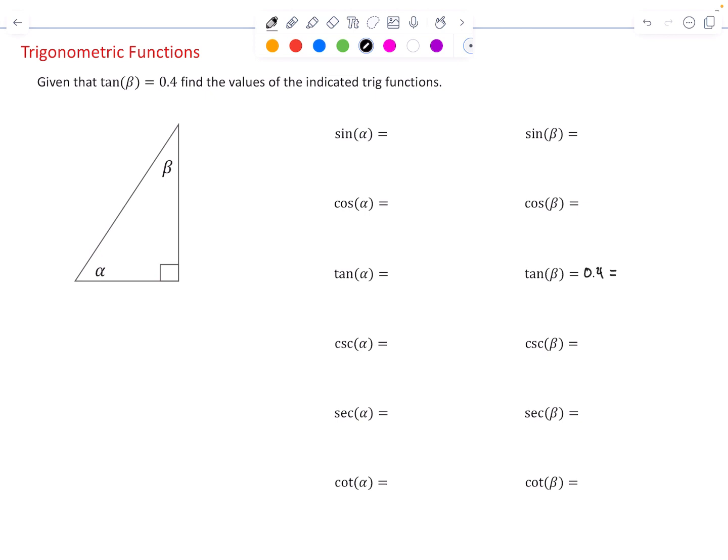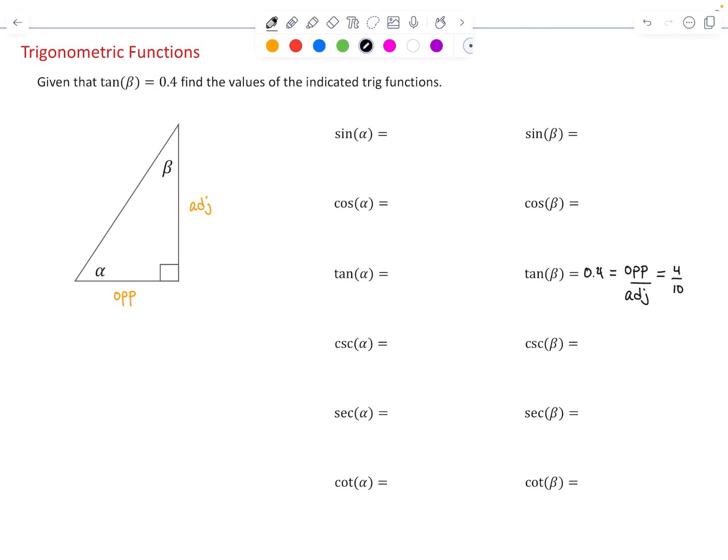And tangent is found by doing the opposite divided by the adjacent relative to beta. So looking in our image, if beta is the angle up here, then the opposite will be the horizontal leg and the adjacent will be the vertical leg. Of course, these roles will switch if I shift my focus to alpha. So we need to just draw any triangle where the opposite divided by the adjacent, as currently labeled, will produce 0.4. Well, this is as simple as converting 0.4 into a fraction, any fraction.